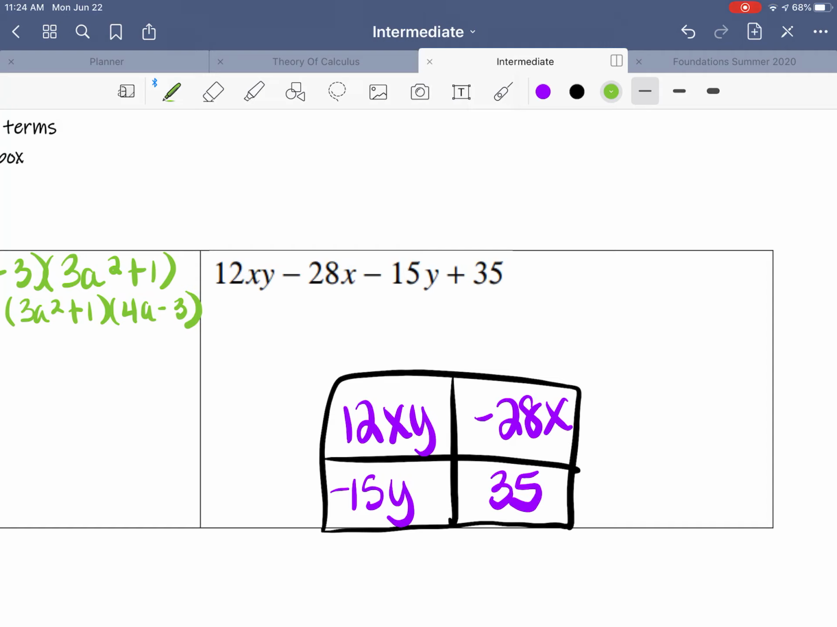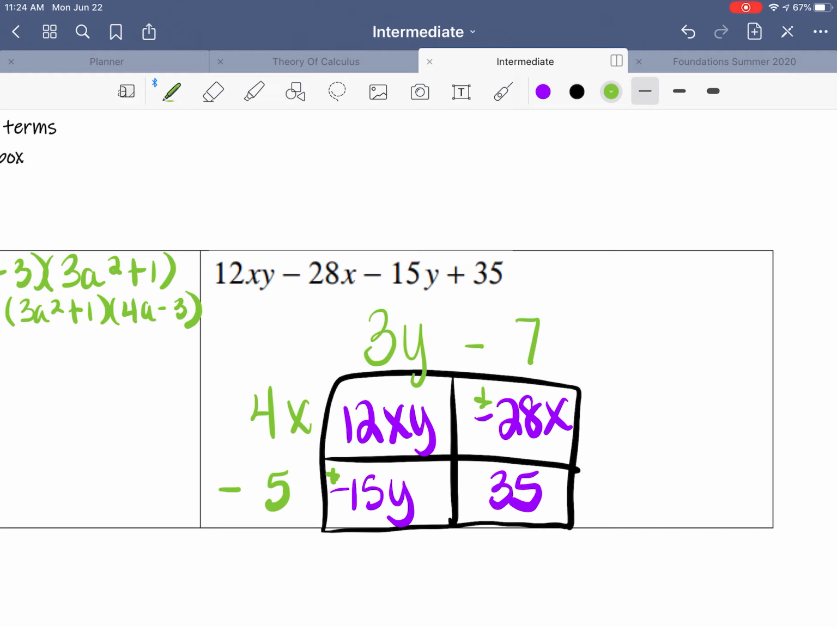12 and 15 are both divisible by 3. They also both share a y. There's a negative here. I'm going to pull that out. They're both divisible by 7. They do not both have an x. 12 and negative 28 are both divisible by 4. They both have an x. And then this has a negative, so I'm going to pull that out. Both divisible by 5. They do not both have a y.